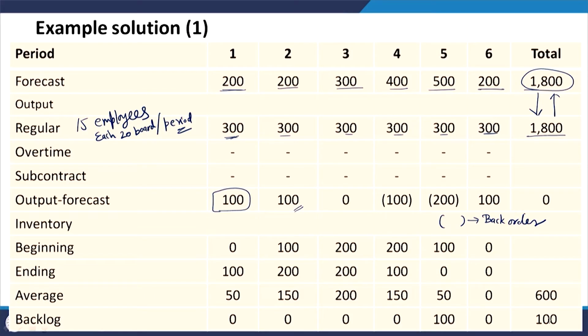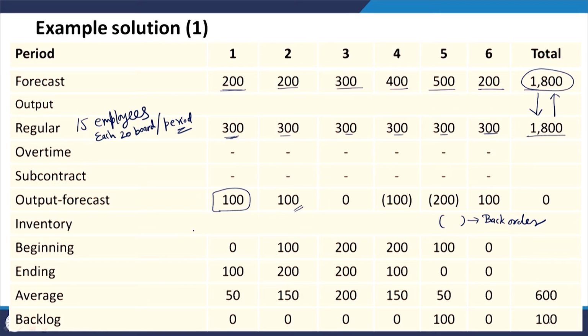Similarly, in the fifth period you have a back order of 200 units because the forecast was of 500 units and you produce 300 units. So, there is a back order of 200 units. In the sixth period demand is of 200 units, you produce 300 units. So, again you have an inventory of 100 units.